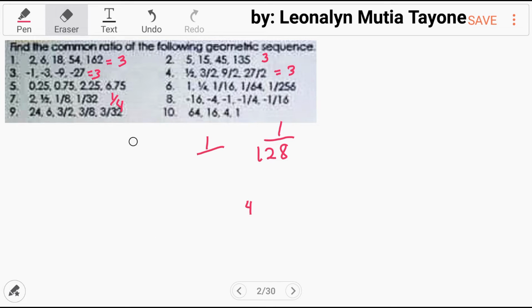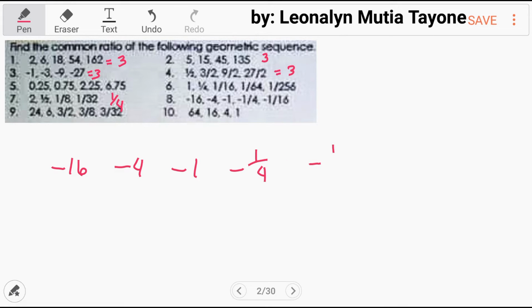I hope naintindihan na kayo dito kasi ang dami na nating examples dito. Sa number 8 ay negative 16, negative 4, negative 1, negative 1/4, negative 1 over 16. Ano nga ba yung common ratio? I-divide lang natin yung negative 4 sa negative 16. Now, negative 4 divided by negative 16, that is positive 1/4 ulit.